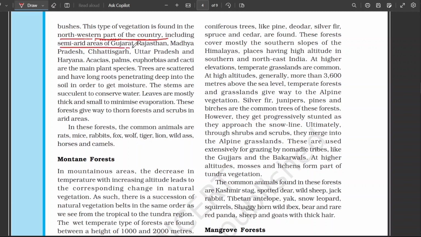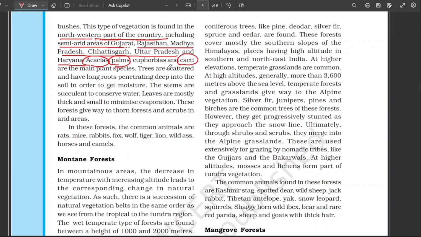Including semi-arid areas of Gujarat, Rajasthan, Madhya Pradesh, Chhattisgarh, Uttar Pradesh, and Haryana. So these are the areas, the northwestern area basically. Now, what are the vegetations? Acacias, palms, euphorbias, cacti are the main plant species. Acacias include babool, etc. Palms, khajur, etc. Such plants. Euphorbias, cacti, already. Cactus type of plants.